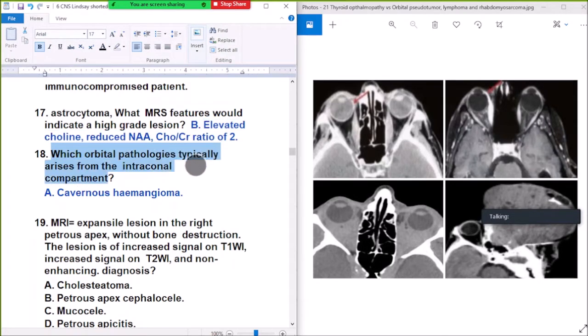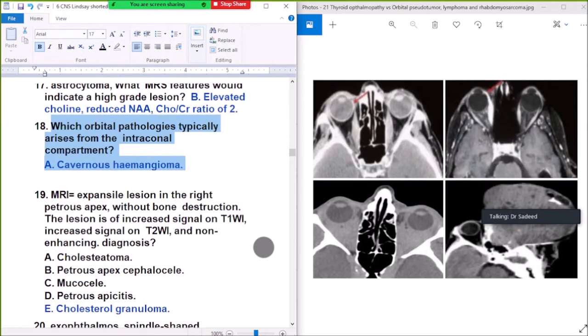Number 18. Which orbital pathology typically arises from the intraconal compartment? Cavernous hemangioma arises from the intraconal compartment.